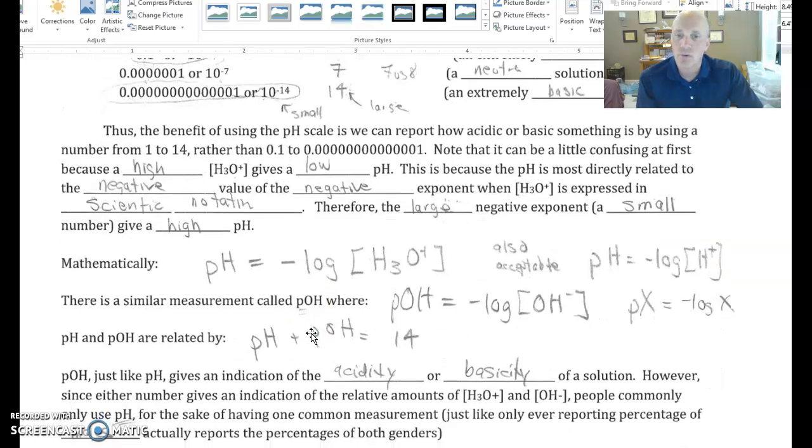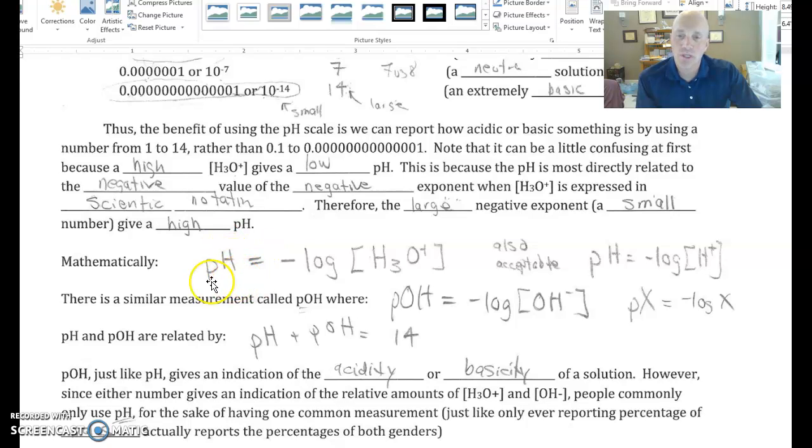All right. So mathematically, how do we go between these? The equation, and this is available in your data booklet, is pH equals the negative log of the H3O plus concentration. Sometimes this is also expressed in this form right here. Remember, H plus, aqueous H plus, and H3O plus are essentially the exact same thing. There's also a similar measurement called the pOH, and the pOH is the negative logarithm of the OH minus.